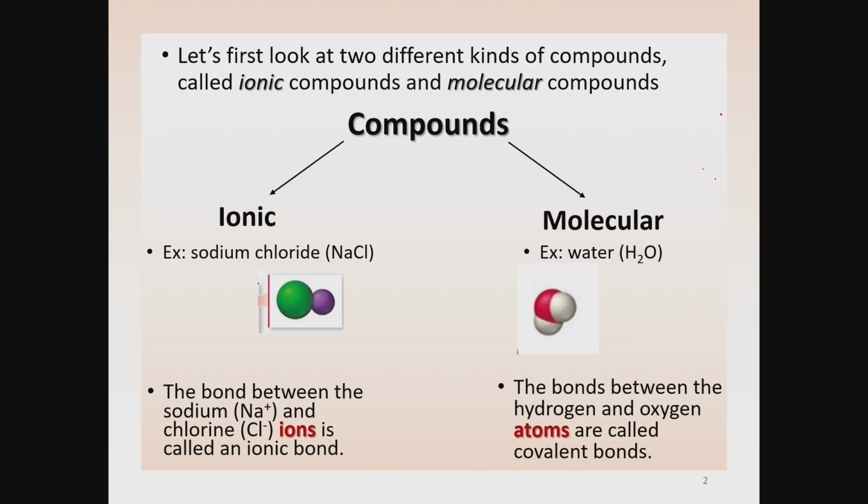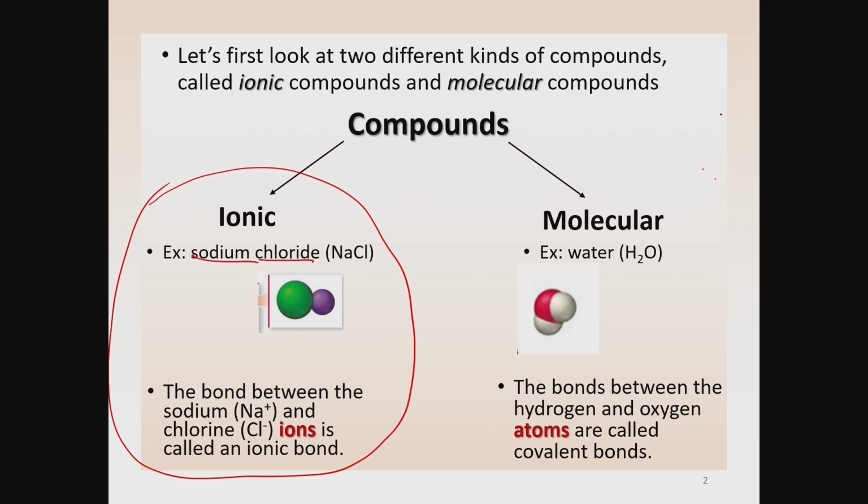If you look at the left portion of the slide, here I have a description of a particular ionic compound called sodium chloride. There it is, and its formula is NaCl. You have ionic compounds when you have ions binding together to form a very large molecule. Let me take a moment to explain that.